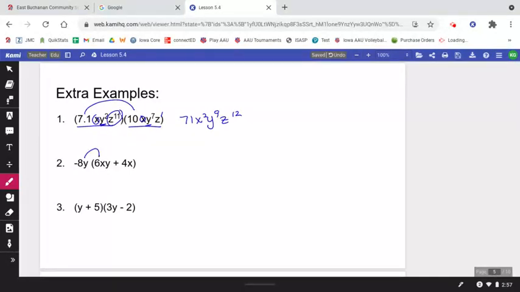This one is a distributive method, so that would give me -48 xy squared, -32 xy or yx.